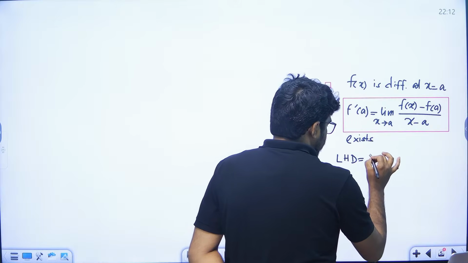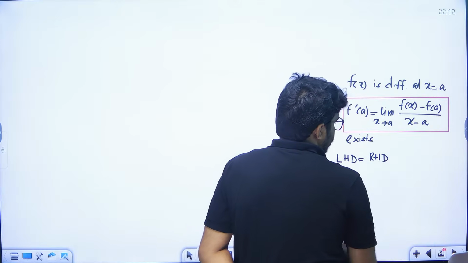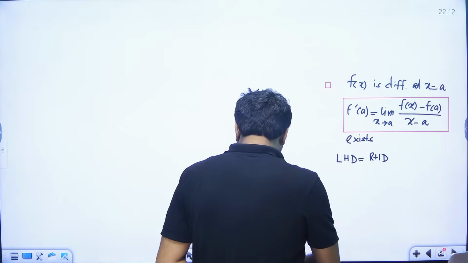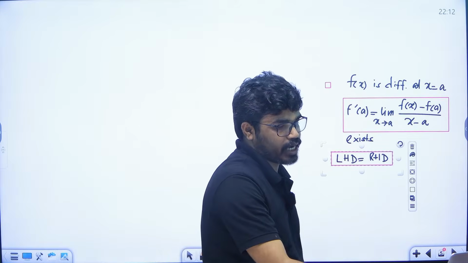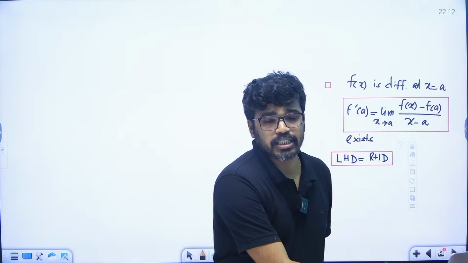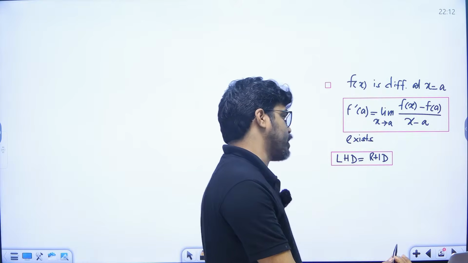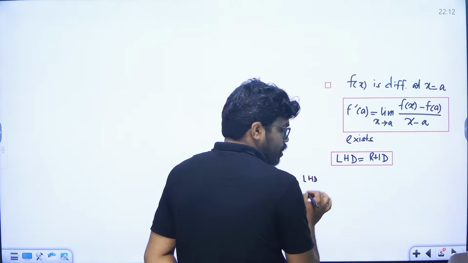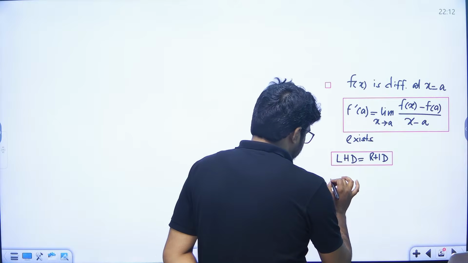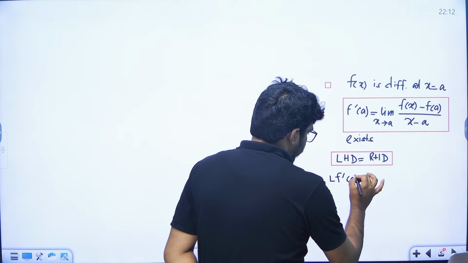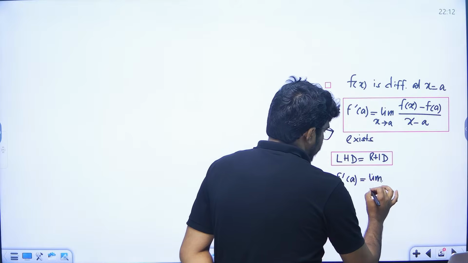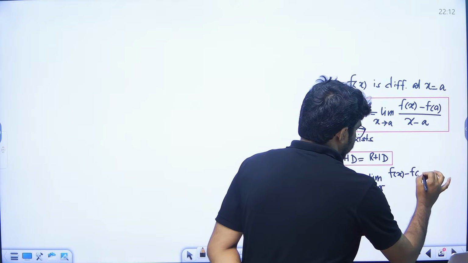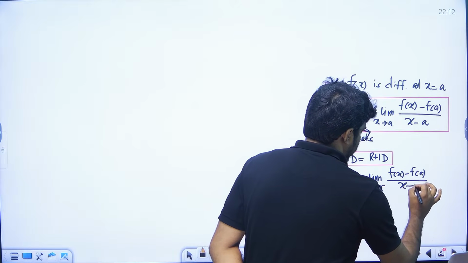is equal to right hand derivative. Left hand derivative and right hand derivative must exist and they are equal. If left hand derivative is equal to right hand derivative, then we say that the function f(x) is differentiable at the point a. So what is the left hand derivative? The left hand derivative is denoted by the symbol L f dash a. This is defined as limit x tending to a minus of f(x) minus f(a) divided by x minus a.